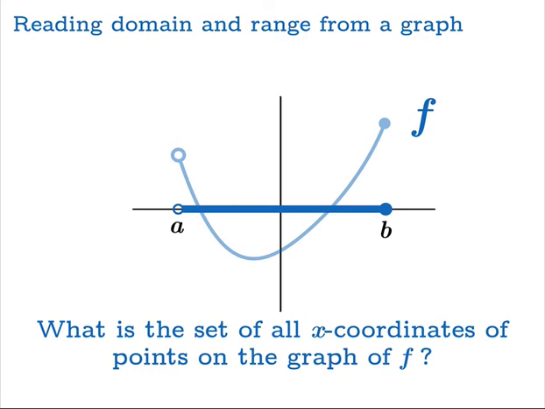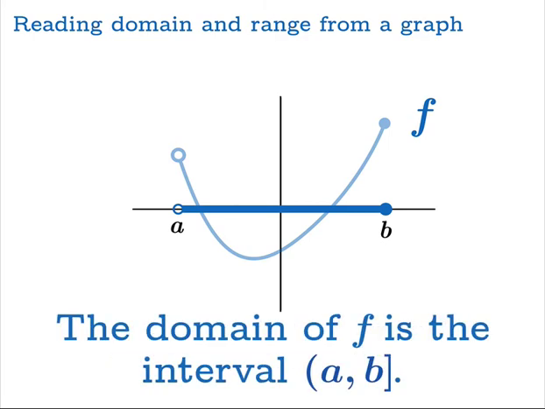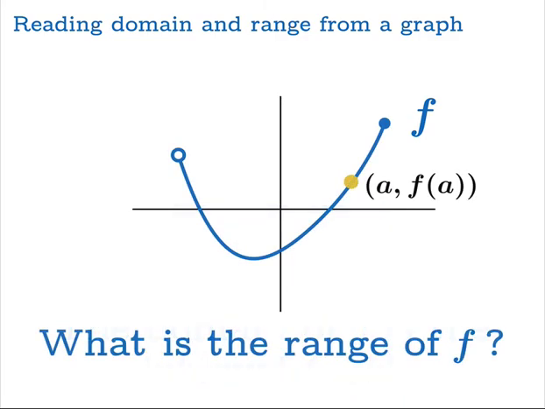So this is going to be the interval from A to B, open on the left, because that little open circle means you don't quite include the argument A, closed on the right. So this interval here is our domain. Now, how do you read off the range?